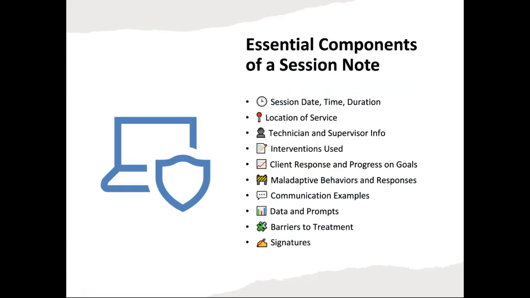Each session note should include these core components. This is basic information like date, time, and location, as well as who was present in the session. You must document the specific interventions used, how the client responded to those interventions, and any maladaptive behavior that occurred during the session. Include clear examples of communication, data, prompts used, and any barriers to treatment. Also, don't forget to obtain all required signatures and fully submit the note promptly within 24 hours of the session according to Breakthrough ABA policy.